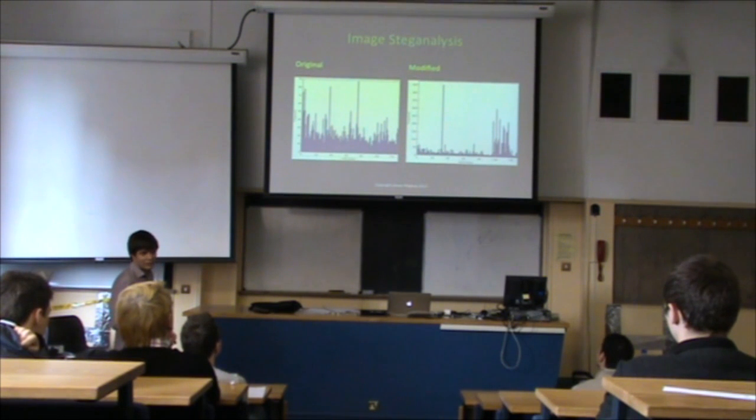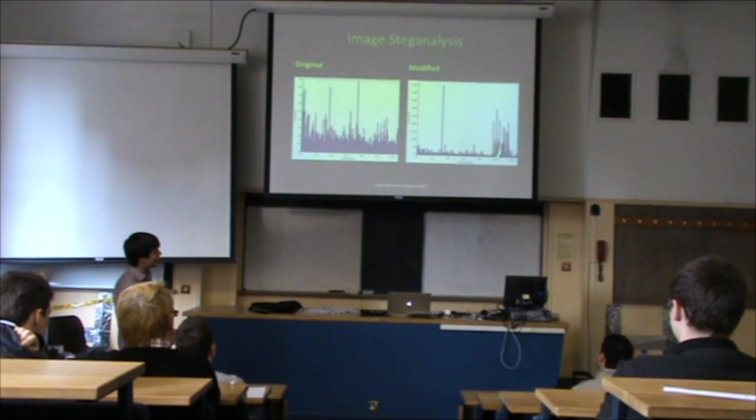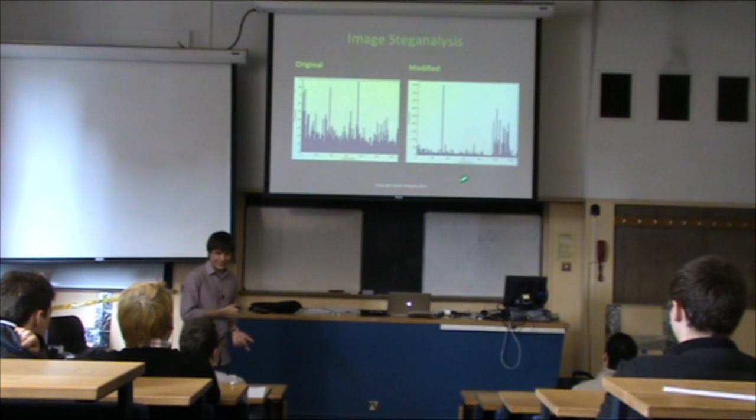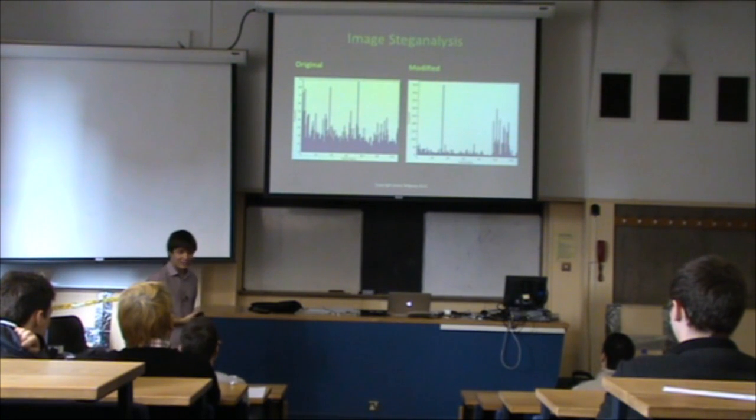Does anyone know what that spike is? At a guess. Encrypted data? No, it will be hidden data. Yeah, but why do you think it spikes around those values? Look at the numbers. Those are the ASCII values, aren't they, for like A, B? Yeah, that's it. So they're the ASCII values for normal text.